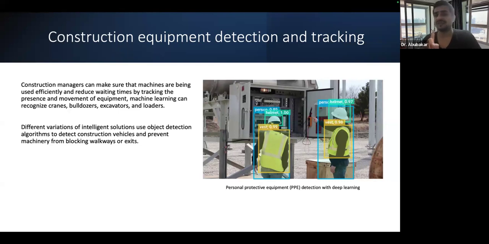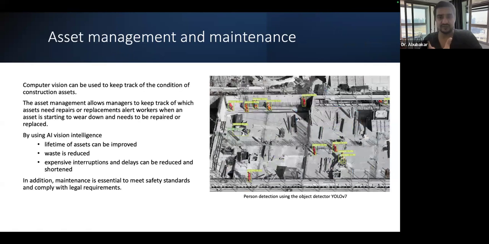And most of the accidents in the construction industry happen because of personal protective equipment or wrong practices, right? So construction equipment detection and tracking is very important. Another example: we can even measure productivity, how our work is going, and how the people are working on site, right?